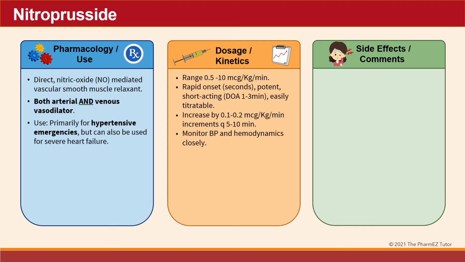Nurses can increase by 0.1 to 0.2 micrograms per kilogram per minute increments every 5 to 10 minutes. Blood pressure and hemodynamics must be monitored closely. Nitroprusside drips need to be protected from light using an amber bag.